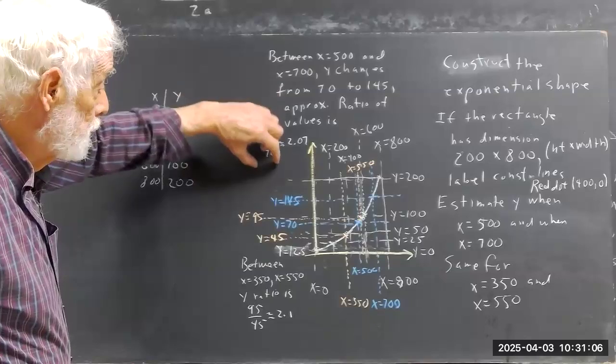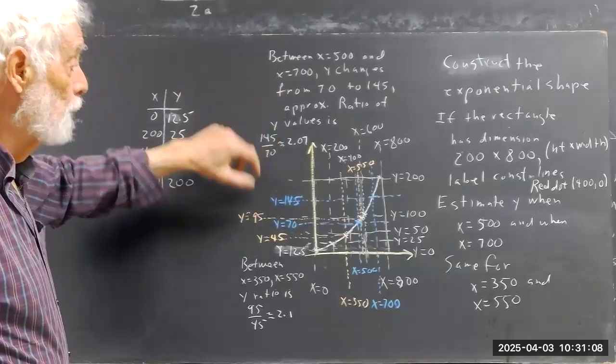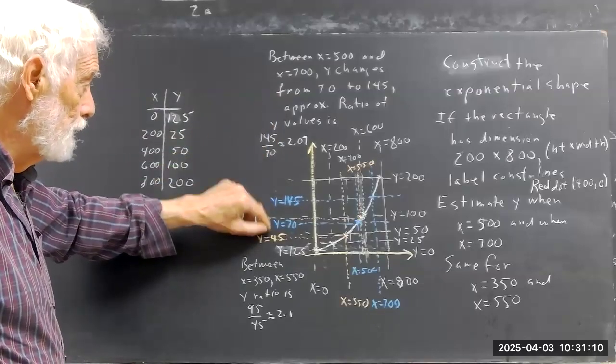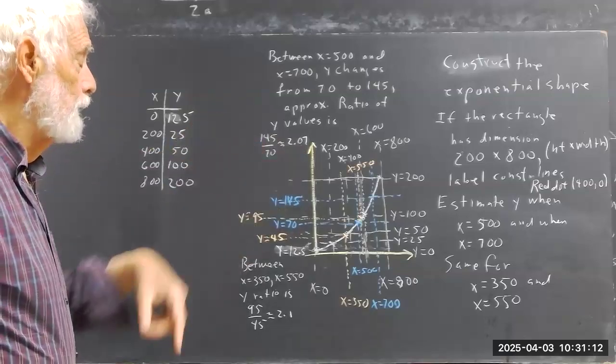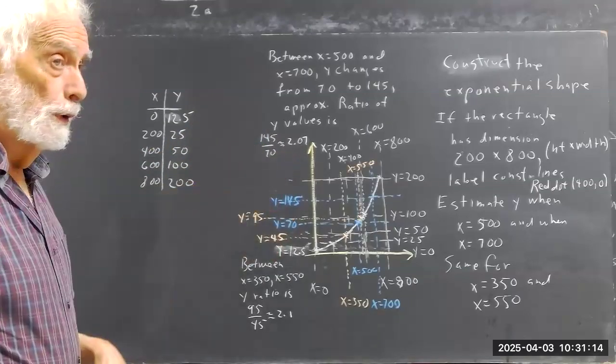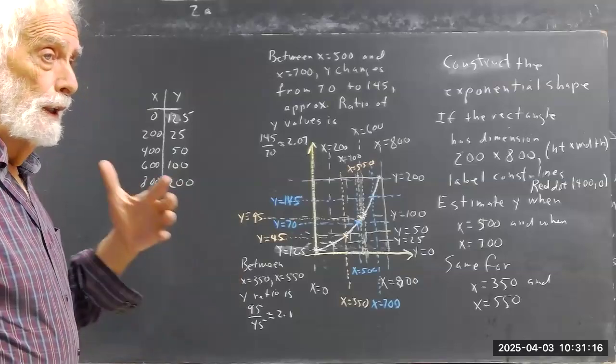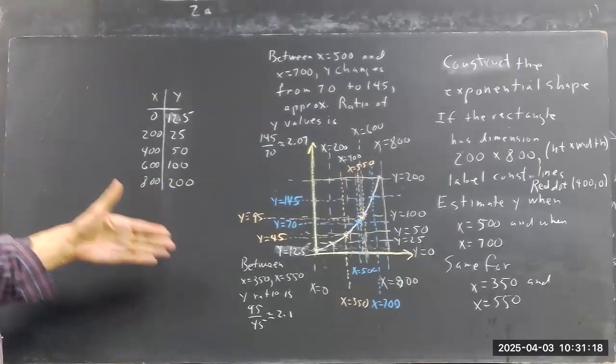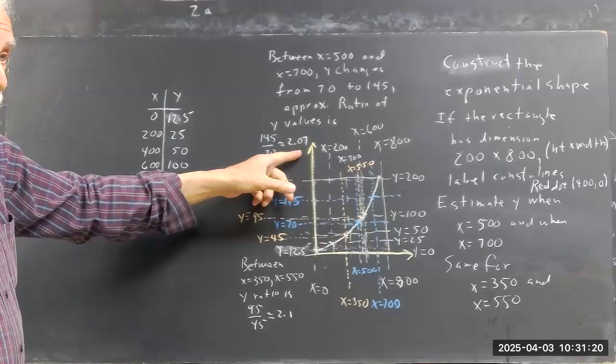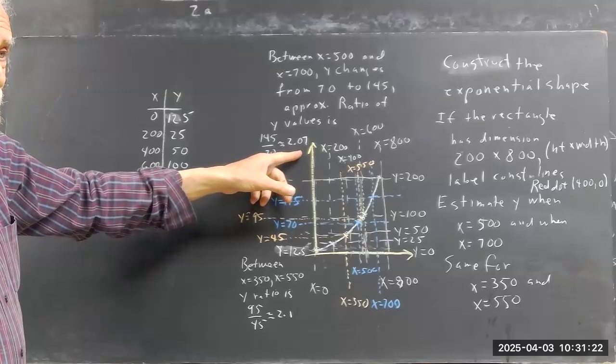So that's our ratio. 145 over 70 is our ratio of 145 and 70. That ratio is, by our estimate, 2.07. By what we expect from the pattern we see here, it should be exactly 2. So we didn't miss 2 by much.